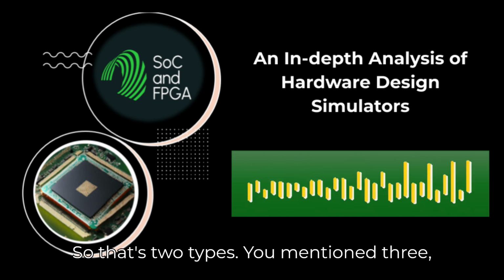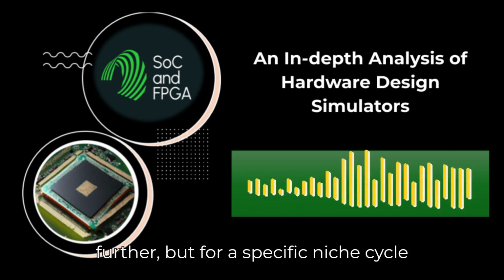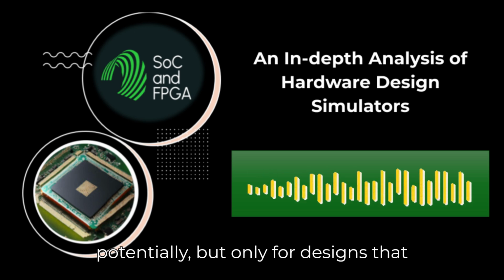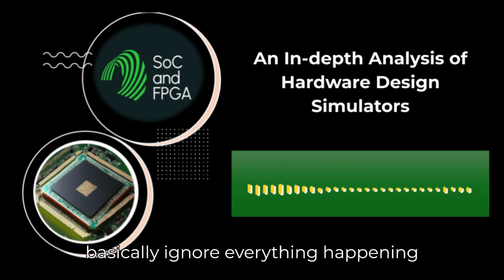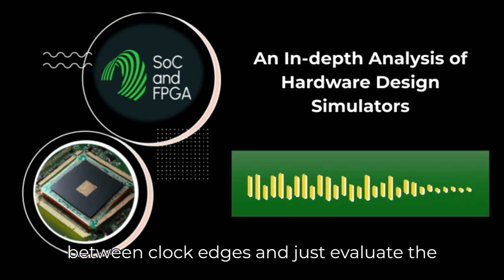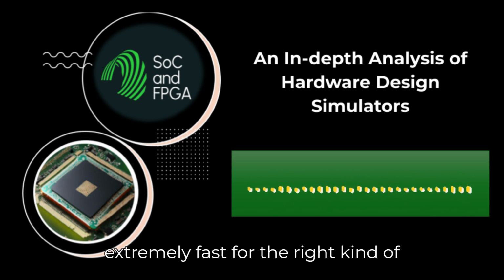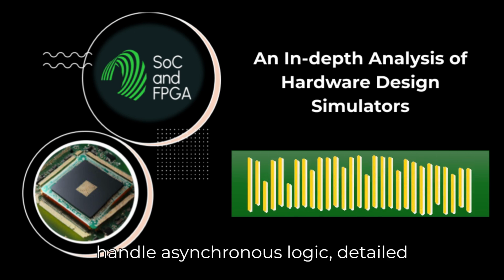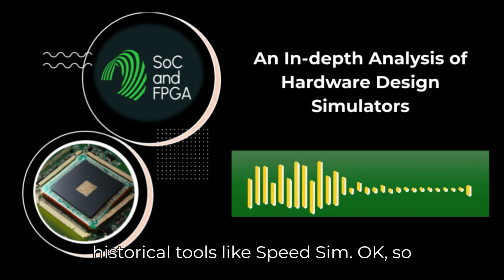Interesting. So that's two types. You mentioned three. Right. The third type pushed speed even further, but for a specific niche. Cycle-based simulators. These are even faster, potentially, but only for designs that are purely synchronous, clocks only. They basically ignore everything happening between clock edges and just evaluate the state right at the active edge. So, extremely fast for the right kind of design, but way less versatile. Can't handle asynchronous logic, detailed timing, that kind of thing. Think historical tools like SpeedSim.